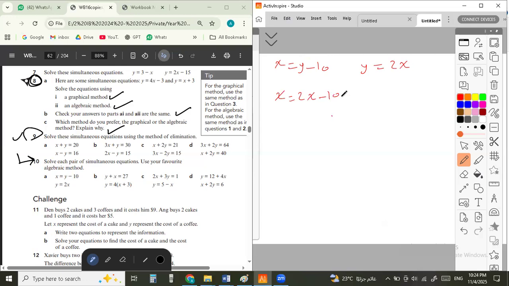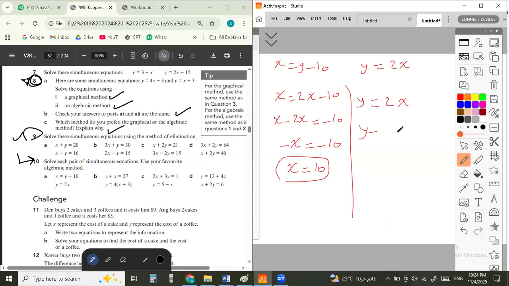Good? Now, what am I going to do? Collect like terms. I'm going to move the 2x to the other side. Fine. x minus 2x equals negative 10. So negative x equals negative 10. So definitely x is just 10. Substitute in the other equation, y equals 2x. So y equals 2 times 10. So y equals just 20.